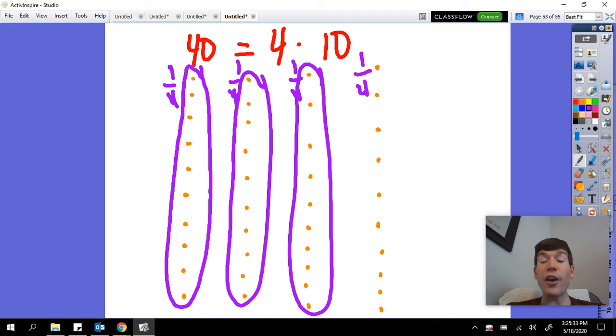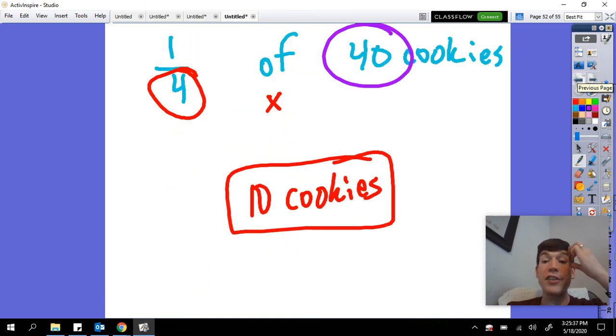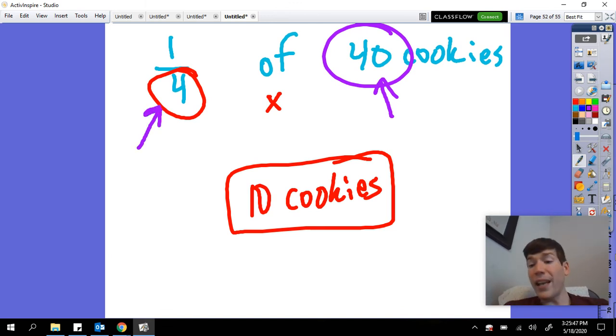Now, that works anytime that we're multiplying a fraction by a whole number, assuming that the number that we're dividing up is divisible by our whole number. It gets a little bit harder if it's not divisible by our whole number. But this is a really basic way of how we can multiply a fraction by a whole number.